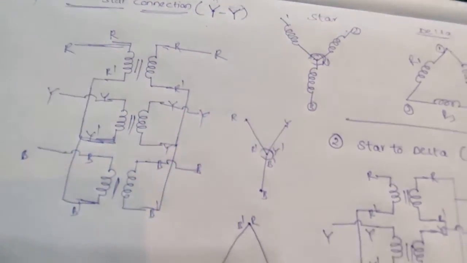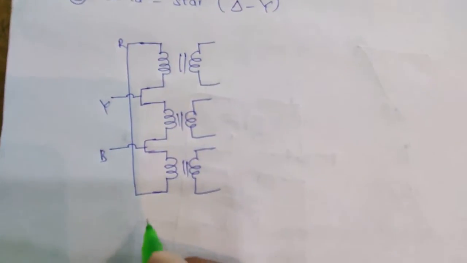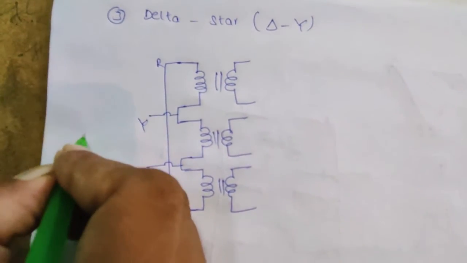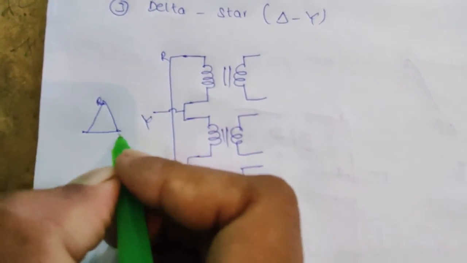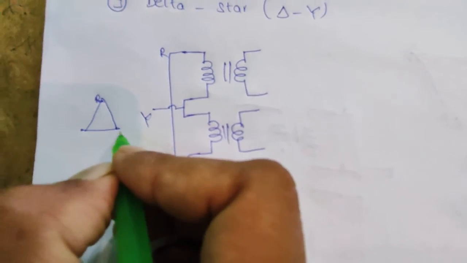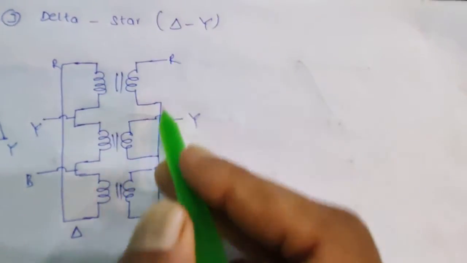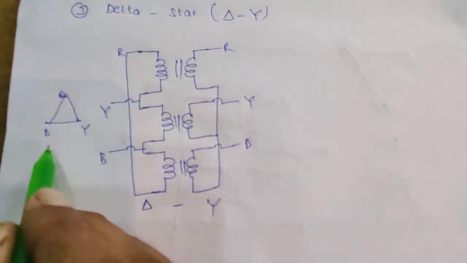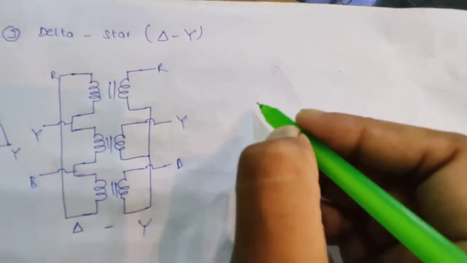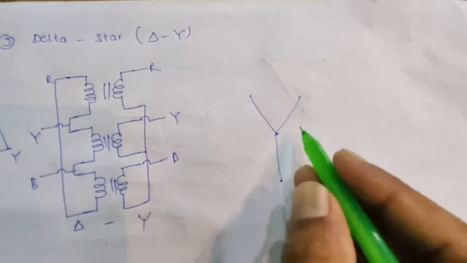Same as that, we have to draw delta to star connection. At first we have to draw the transformer. This is the delta connection. R, Y and B. And we have to draw the star connection. This is the star connection. Just we have to think about these connections. If you know the connections of this one, you can easily draw the connections in three-phase manner.